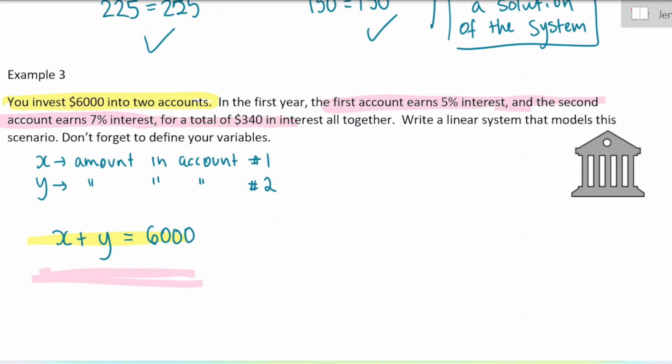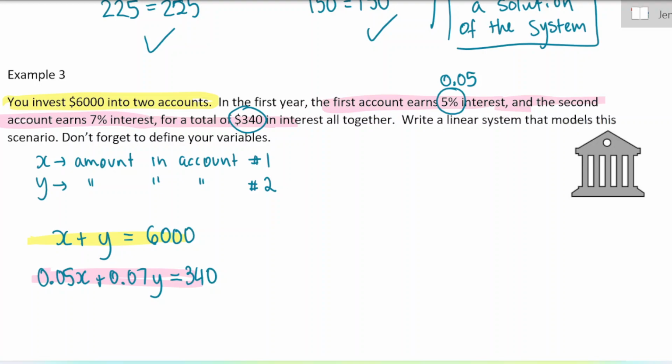Okay, when I do interest, when I calculate an amount with a percent, I have to change it to a decimal. So if you forgot how to change a percent to a decimal, you just divide it by 100, or you move the decimal place over to the left twice. So it would be 0.05 times the amount in account number 1. That would give me my interest earned in account number 1. And then 7% would be 0.07 times the amount in account number 2. And all together, it's going to be $340.